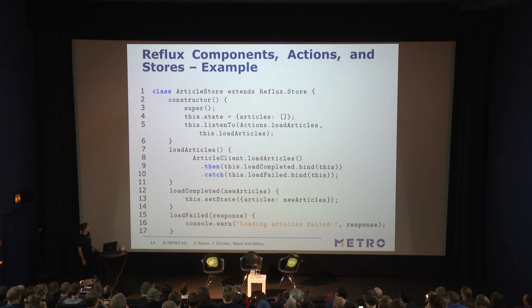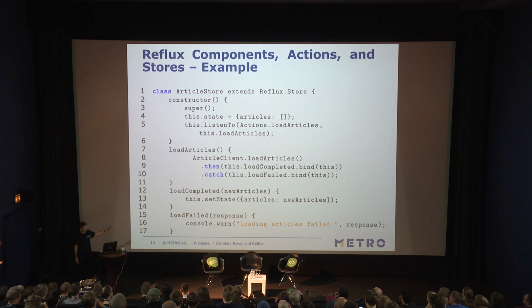So in the constructor, you can see we're having this.state. It's fine in here because this is the only part of our software where we really have the state handling. So we're setting it initially to an empty list of articles, and we're listening to a load articles action that I showed before. So when this will be called from the UI, or from our component, we will listen to that action and then call the function behind that, which is this.loadArticles.